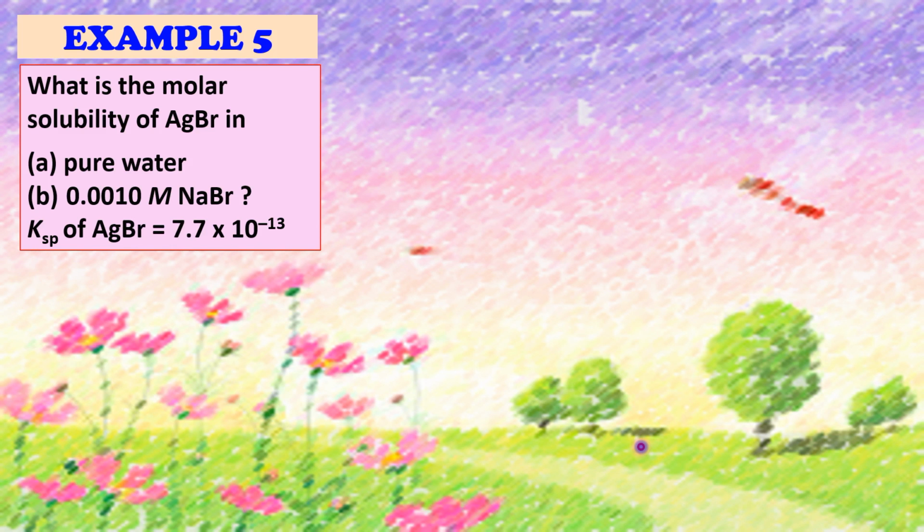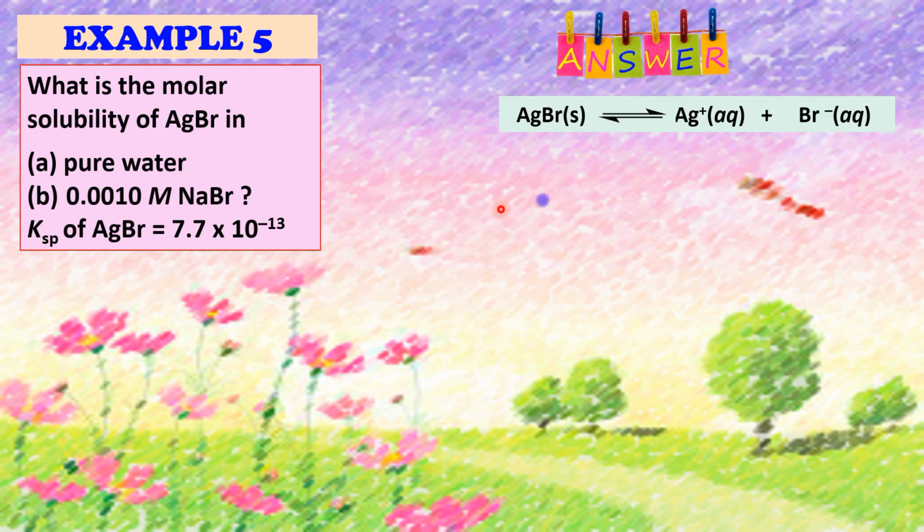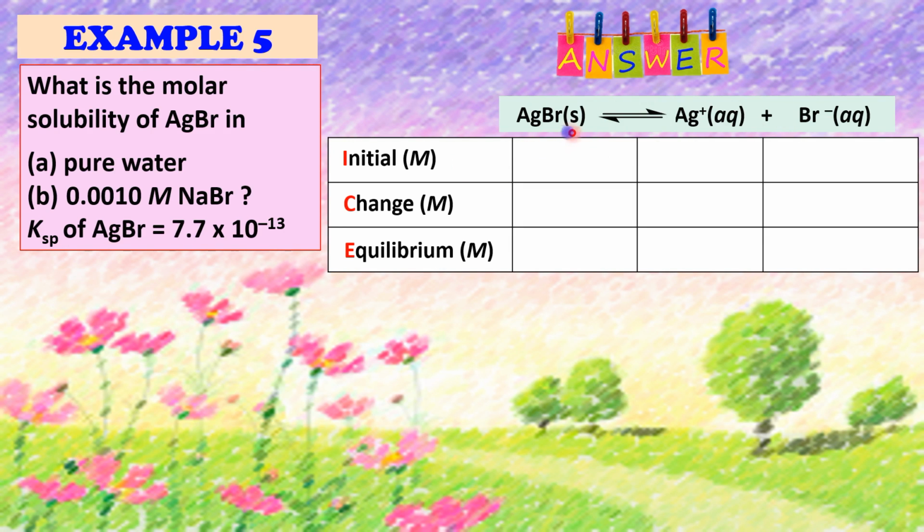If we look at an example: what is the molar solubility of AgBr in pure water and in 0.010 molar NaBr, given the KSP value? So what should we do? First of all, write the dissociation equation for the salt. AgBr is a solid that partially dissociates. It will form Ag plus aqueous and Br minus aqueous. Second step, draw the ICE table. Since the salt here is a solid, just write a dash. As for the ions, not formed yet, so label 0, 0.